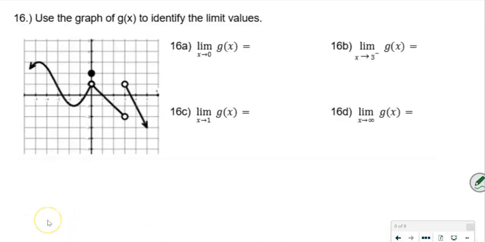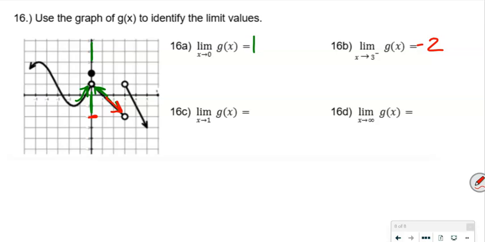All right, so for number 16, it says use the graph to identify the limit values. So here again, this time it says the limit as x approaches 0 right here. So we're talking about 0. That's our value. What is the limit? What is it approaching from both sides here? That's our 1. Okay. Then the next one, it says the limit as x is approaching 3 from the negative side. So let me change my color here. If we're going towards 3 from the negative side, then that's going to be a negative 2, right? See our negative 2 value right here?